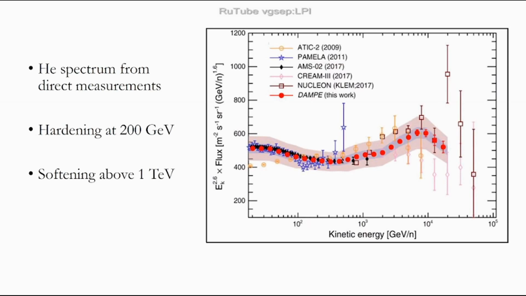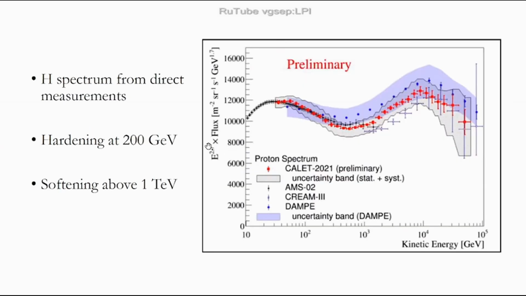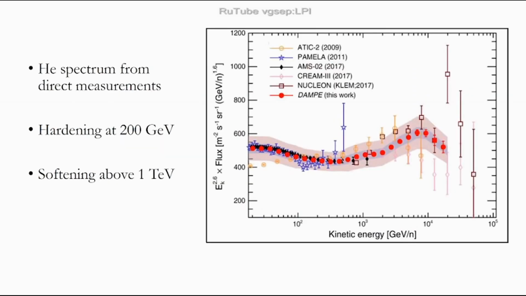Moving to helium, here in this plot is shown the helium spectrum. Please notice that the helium spectrum is multiplied by the energy to the power 2.6, while the hydrogen spectrum was multiplied by the energy to the 2.7. So the Y scale of this plot is different. In the helium spectrum, we can see more or less the same features we have seen in the proton spectrum, a hardening at 200 GeV per nucleon, and a softening at TeV per nucleon. The energy scale of this plot is in energy per nucleon.